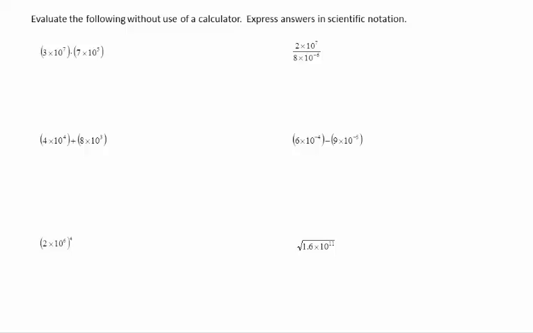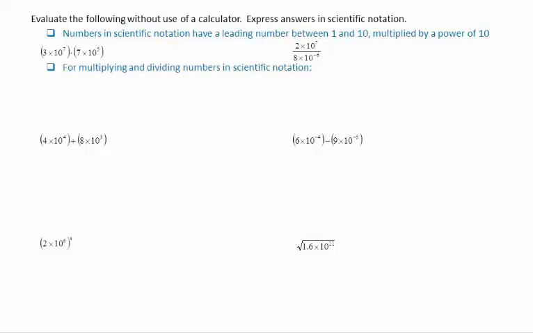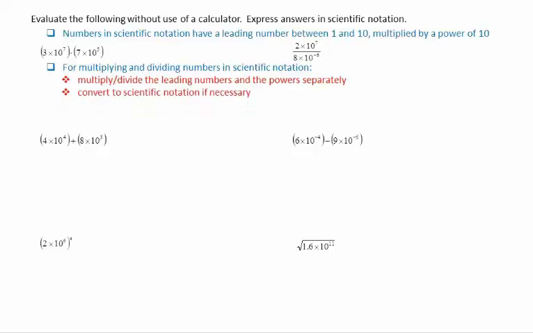Evaluate the following without use of a calculator. Express answers in scientific notation. Numbers in scientific notation have a leading number between 1 and 10 multiplied by a power of 10. For multiplying and dividing numbers in scientific notation, simply multiply or divide the leading numbers and the powers separately. Convert to scientific notation if necessary.